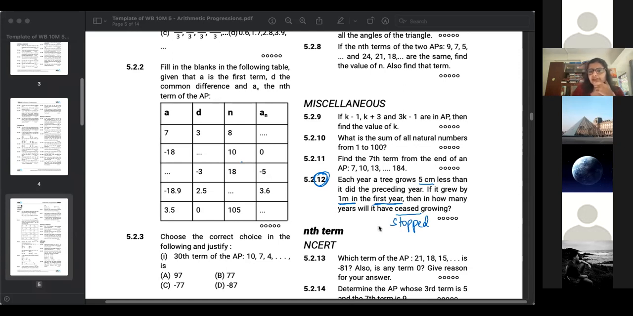Puneet, what did you get as the values of A and D in this? Miss, A is 100 and D is -5. So stop growing means 0 centimeters grew. A n is 0. Is it 19? Check your calculation. Fix it.